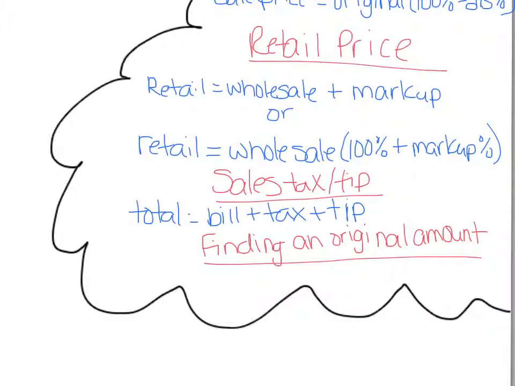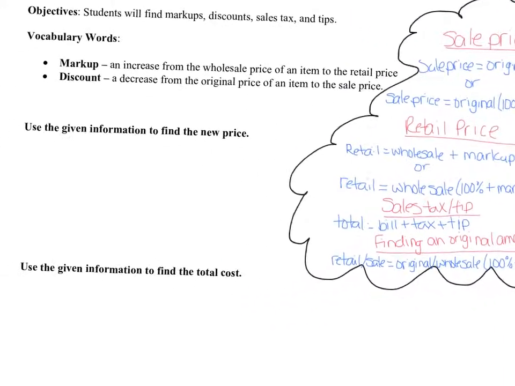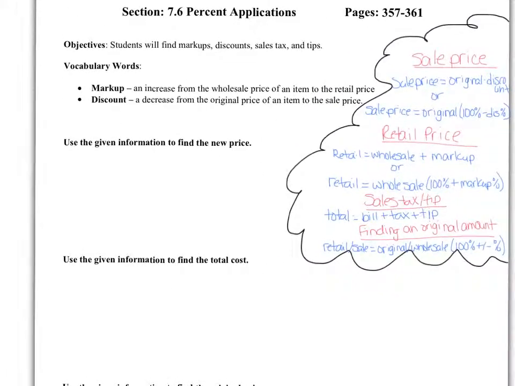So if you want to find the original amount, your retail or your sale, either or, depending on what you're looking for, you're going to take your original or the wholesale, and you're going to multiply it by 100% plus or minus, once again, just depends, minus that other percent. We'll see exactly what that means once we get into those examples, and you guys will definitely see it probably make more sense once we get to examples.